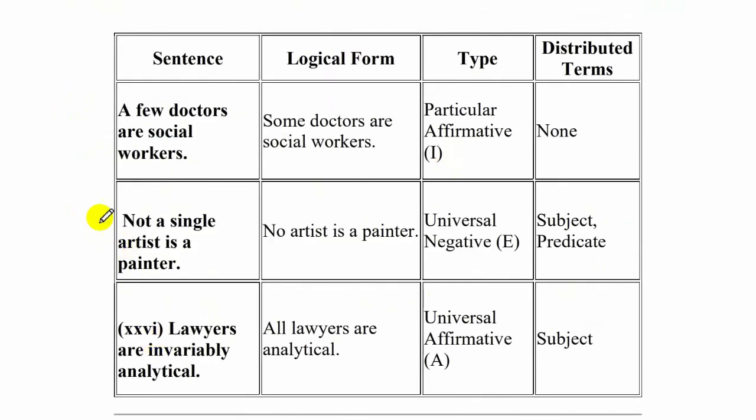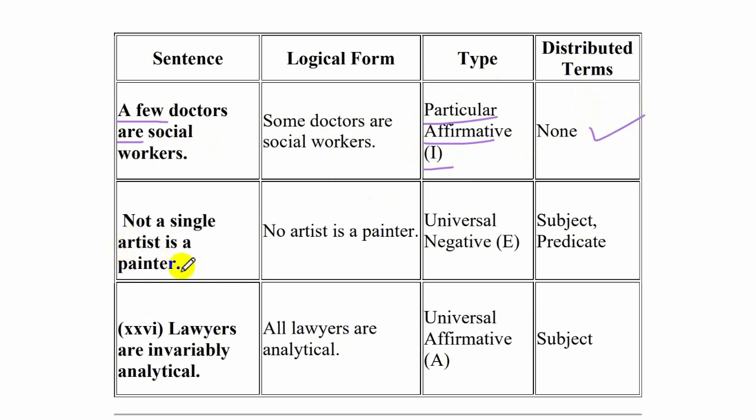3 more left, I suppose. Yeah, 3 more left, and we have covered all different types of combinations. A few means some, and R means it's an I type proposition. So some doctors are social workers. Some doctors are social workers. Type is particular affirmative, I type proposition.